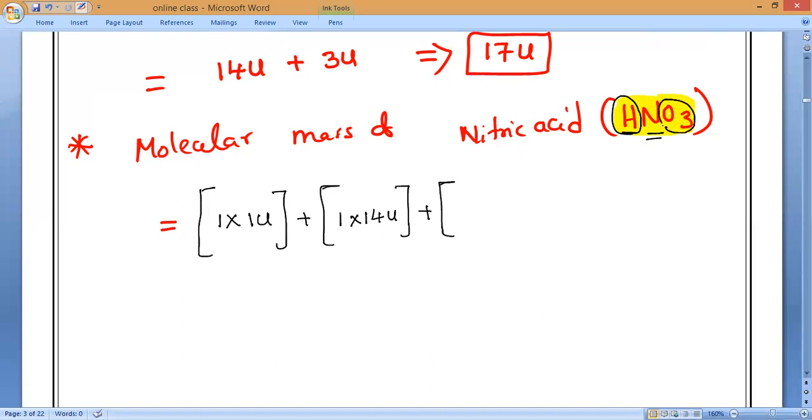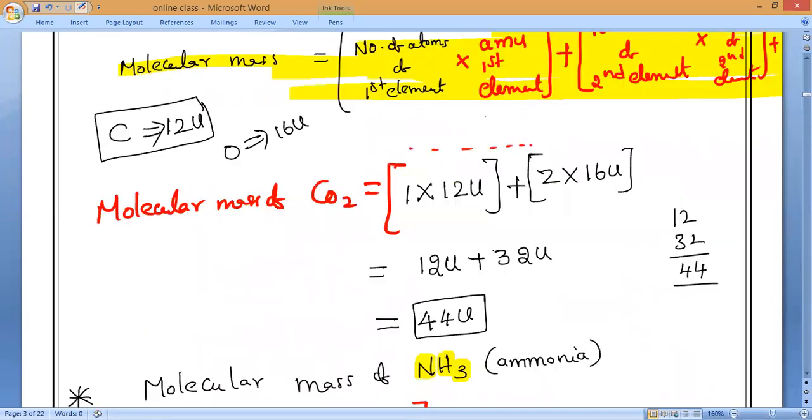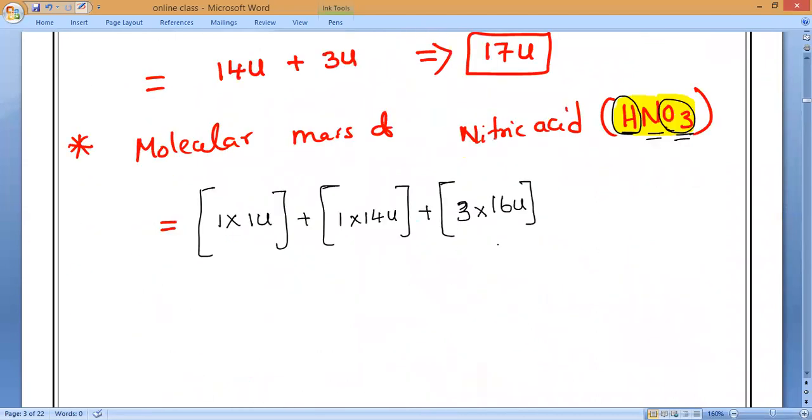Next, what is the third element present here? Oxygen. How many? The count is 3. 3 into the atomic mass, 16. Number of atoms of an element into atomic mass is how much? 16 u. Understanding? So that is the formula you have to apply, the same thing: number of atoms of the third element into the atomic mass of the third element. Understand?